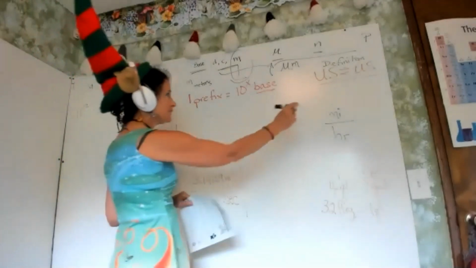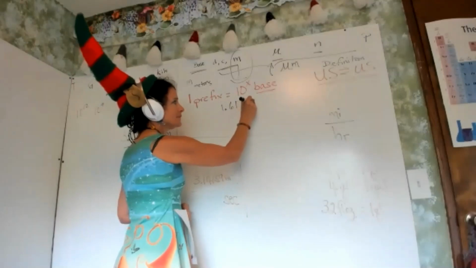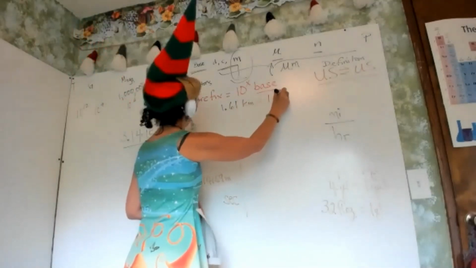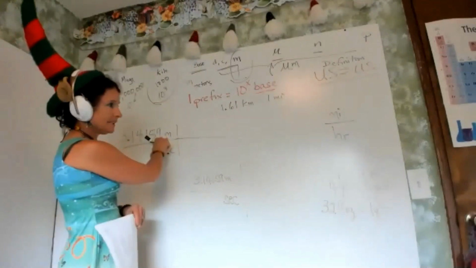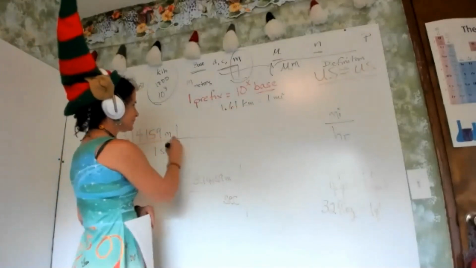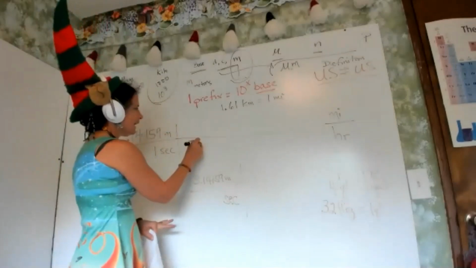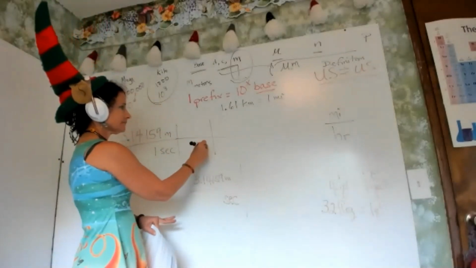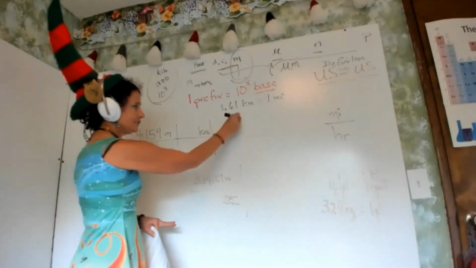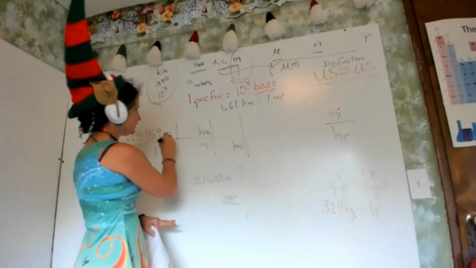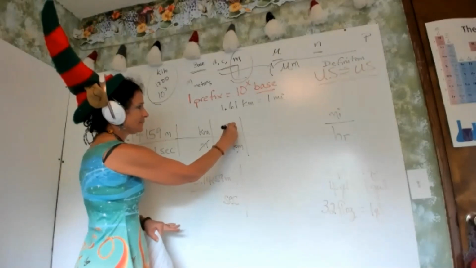I'm going to first change meters to kilometers, and at the top of the page it says 1.61 kilometers equals 1 mile. So I'm going to use this. I'm going to change my meters to kilometers. So I ignore the seconds for now. It's there. I'll come back to it. I write meters, and I'm going to go to kilometers. And then I take this unit. So it's all about the units. My meters would cancel. I pull the unit down, and now I change that to miles.